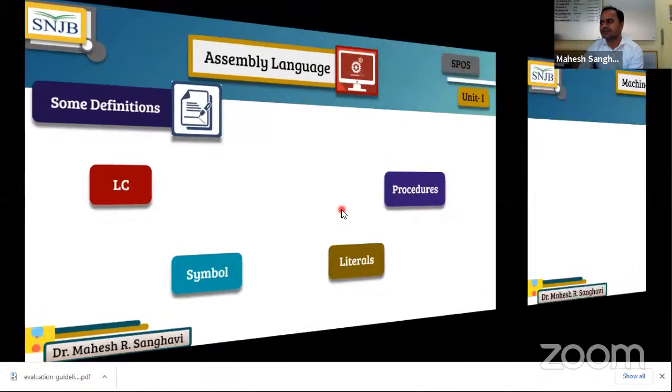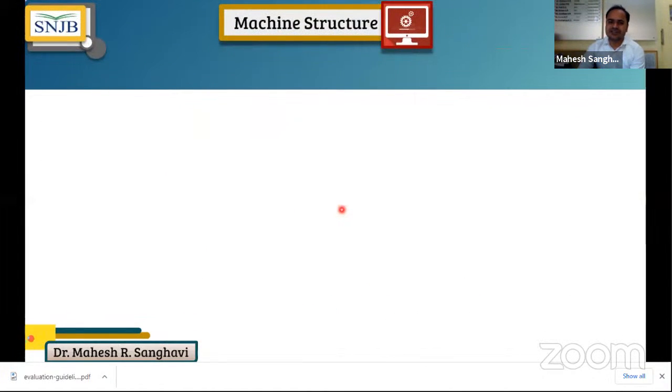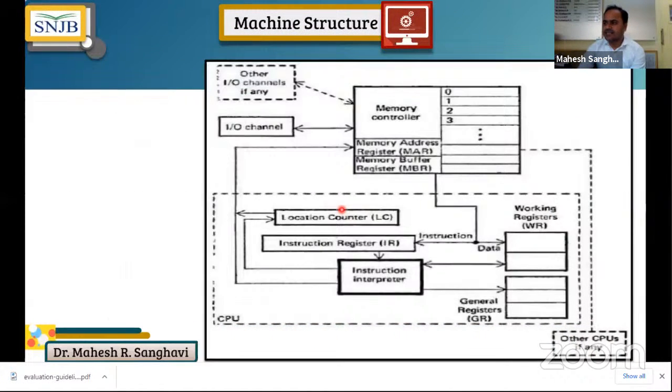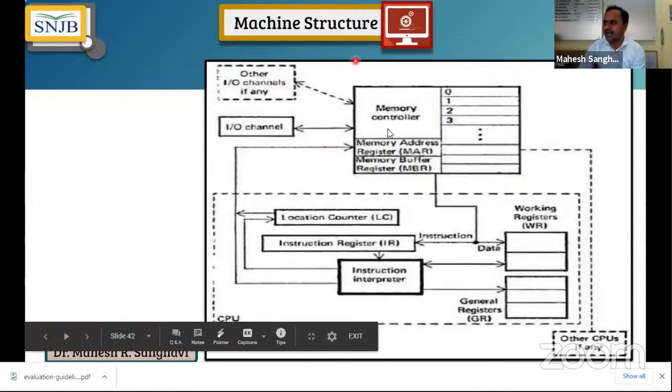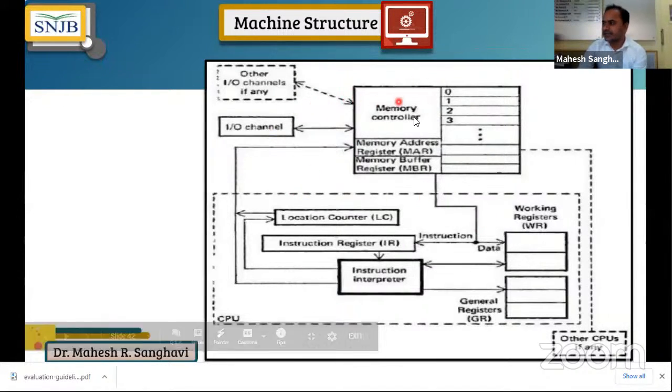Now machine structure, this is important. This is the machine structure which is given to you. Very rarely it is asked in university that you have to draw and explain the machine structure of the 360 machine, or any machine structure. In your system programming, you have to draw this and explain it. So what is this machine structure? Please understand it properly.